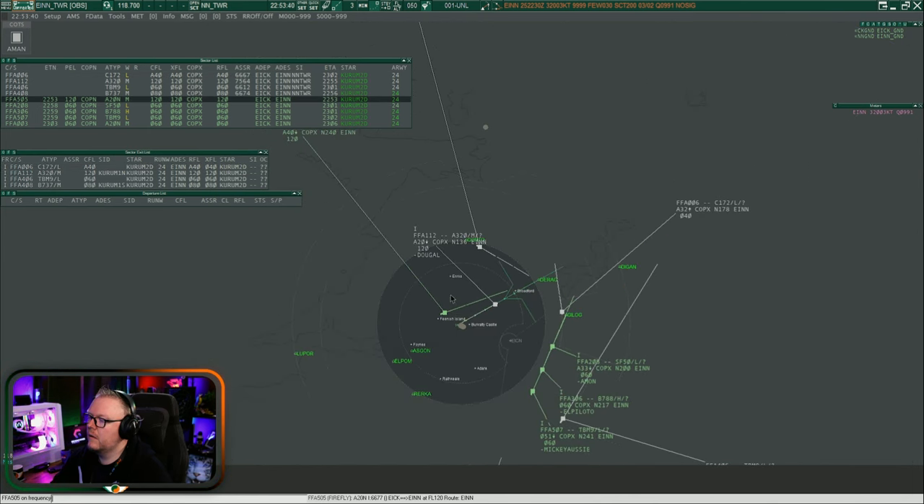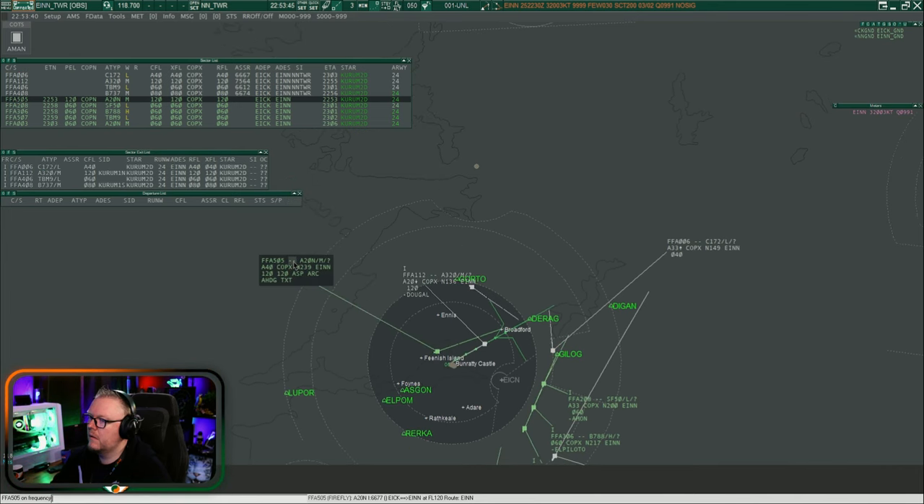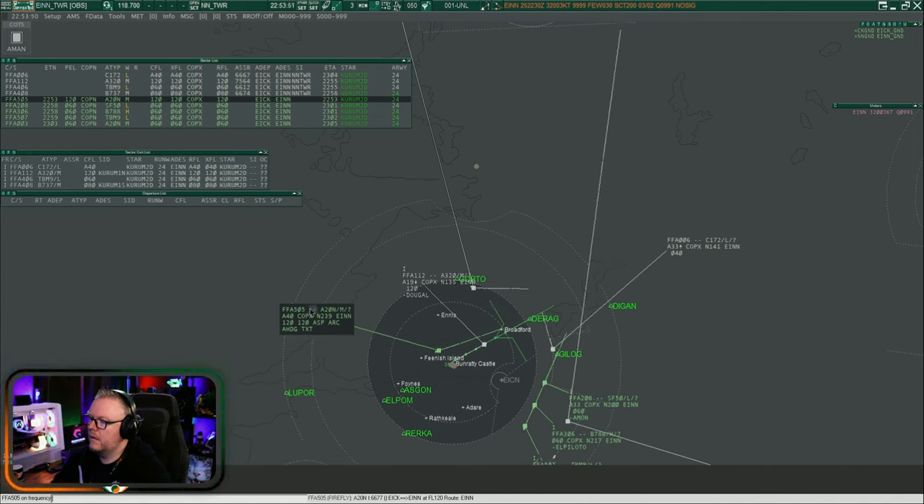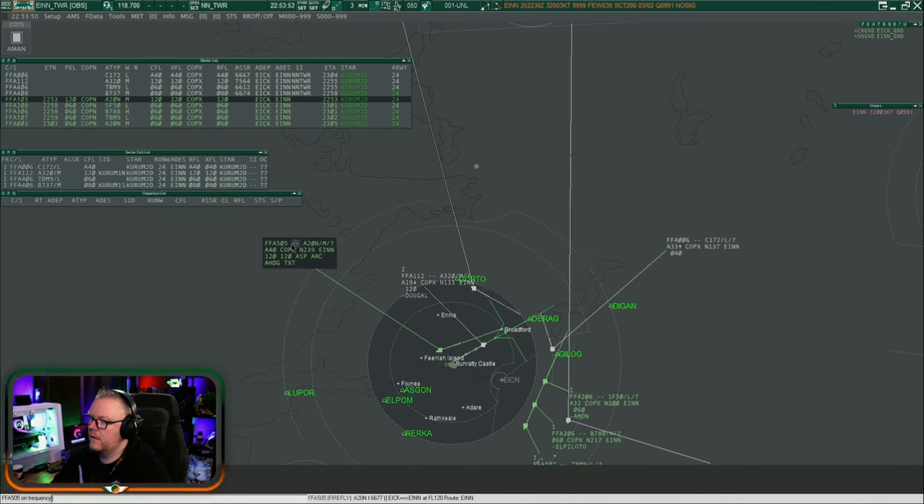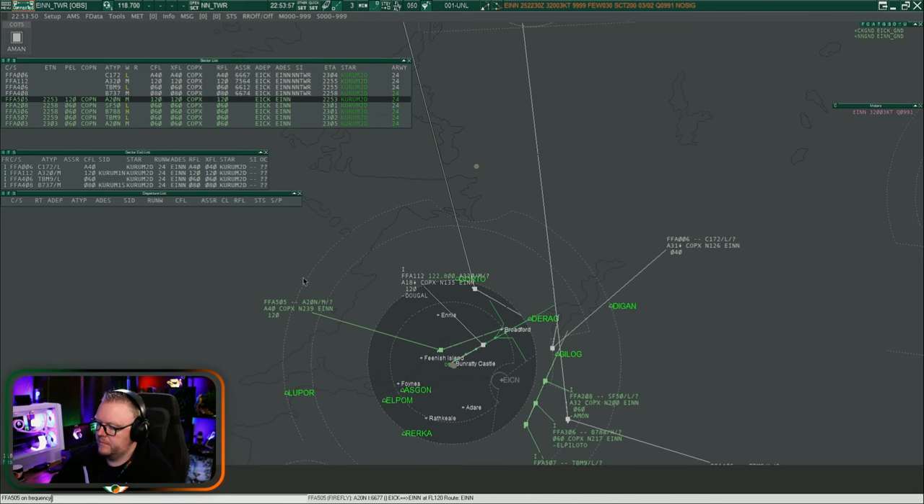Depart direct to Shannon via ILS 24 via the direct transition via Kurum 2 Delta transition.